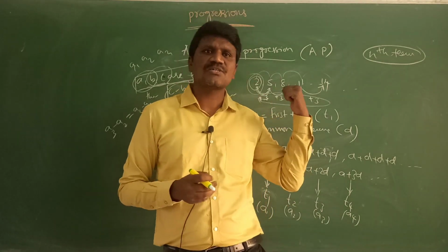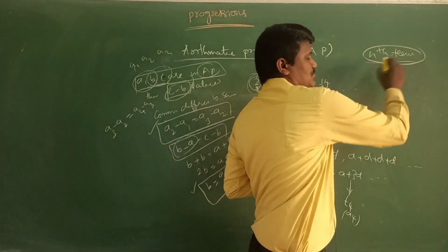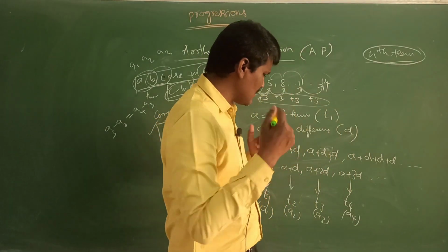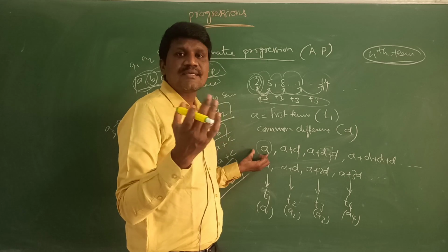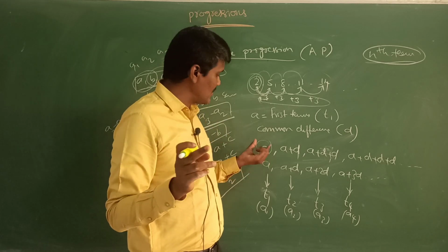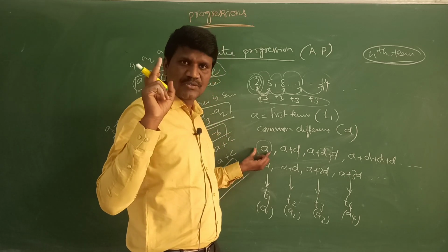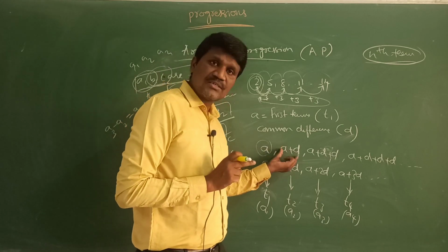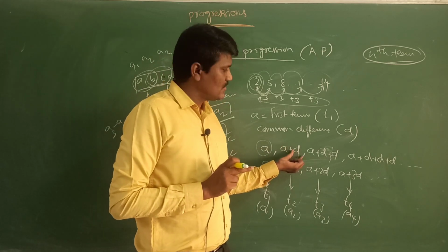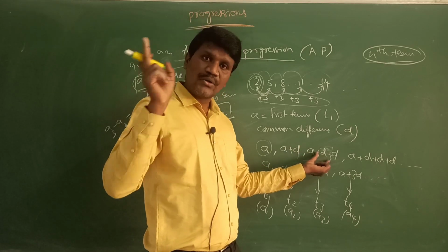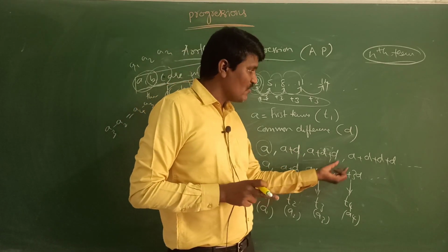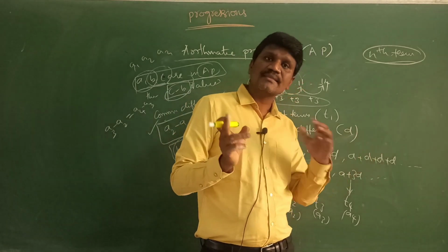Now what is the nth term? Let us see nth term. Just observe here. This is the first term. For the first term, d is not there, that means d is equal to 0. For the second term, one time d is there. For the third term, two times d. For the fourth term, 3 times d.